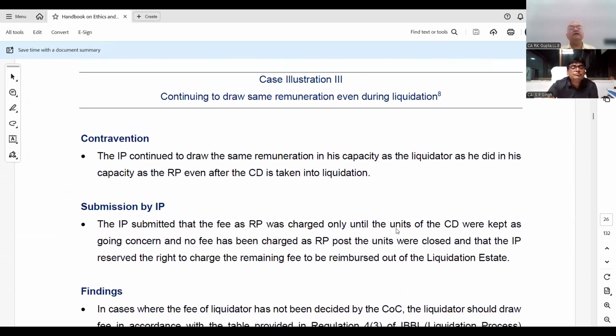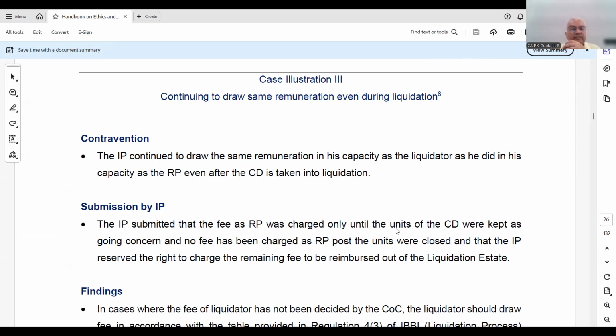Next point is continuing to draw the same remuneration even during liquidation. Because sometimes the RP is appointed as liquidator also. So the point here is whether he will continue to draw the same remuneration. The IP continued to draw the same remuneration in his capacity as the liquidator as he did in his capacity as the RP even after the CD was taken into liquidation.